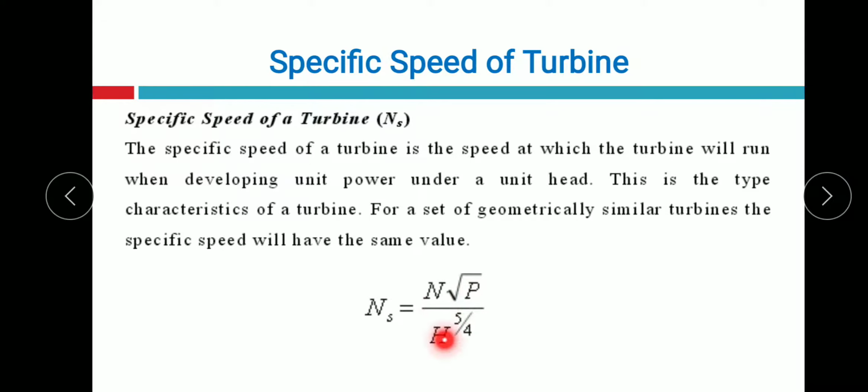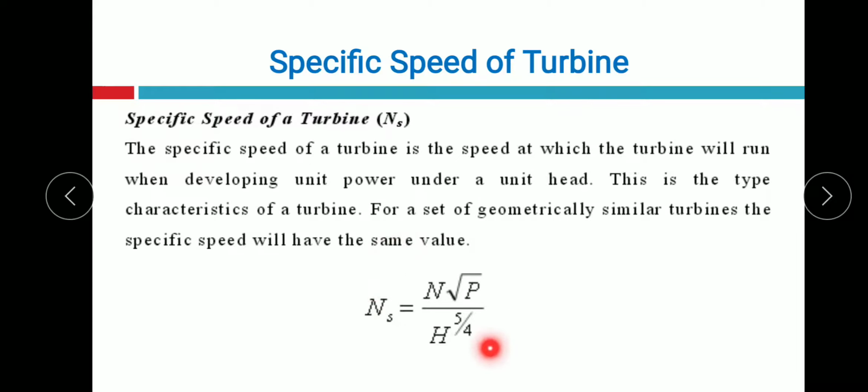Whereas in the case of centrifugal pumps, it is N into square root of Q, where Q is discharge. In centrifugal pumps, mechanical energy is converted into hydraulic energy. That output is hydraulic energy. That's why we use discharge in the case of pumps, whereas in the case of turbines we use power. This expression is very important.